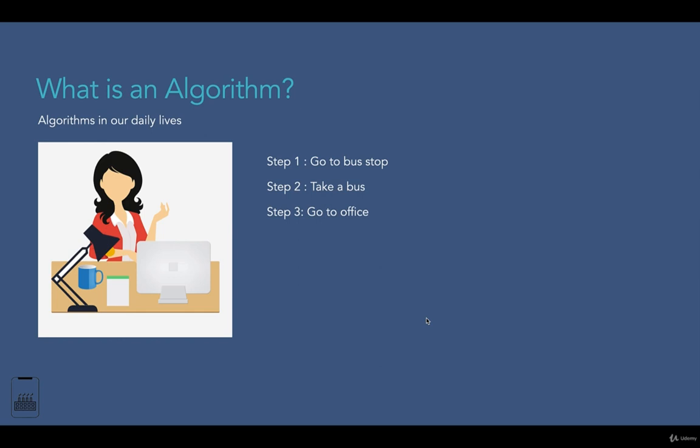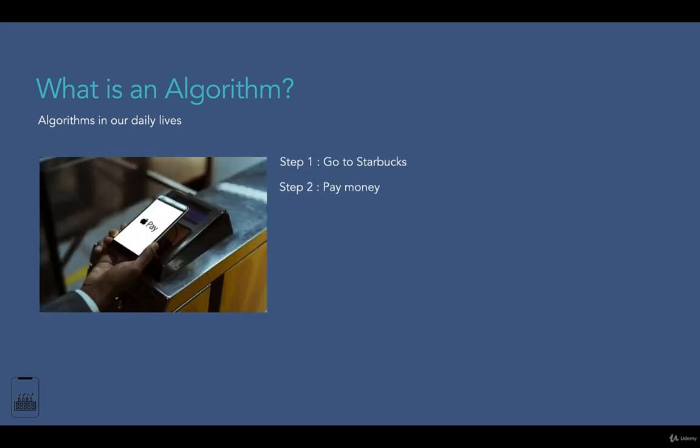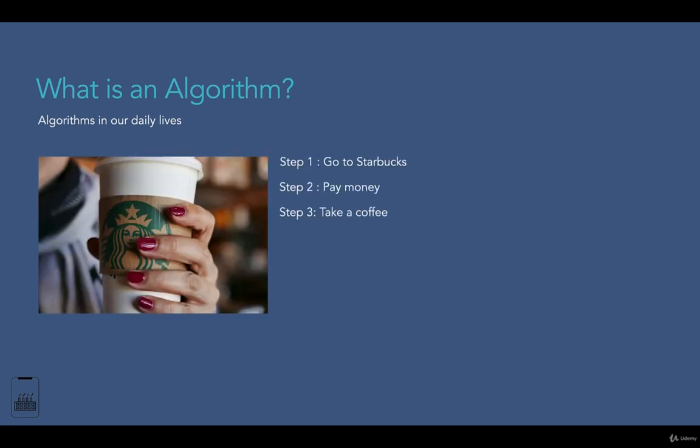Or you might have an algorithm for buying a coffee from Starbucks. To buy a coffee from Starbucks, you need to go to Starbucks, then pay for the coffee, then get the coffee. So these 3 steps are the algorithm of buying a coffee from Starbucks. The tasks that we perform during the day are all algorithms. Every day in our daily lives, we perform several tasks, and to complete a task, we perform some steps. This set of instructions, this set of steps, is called an algorithm.